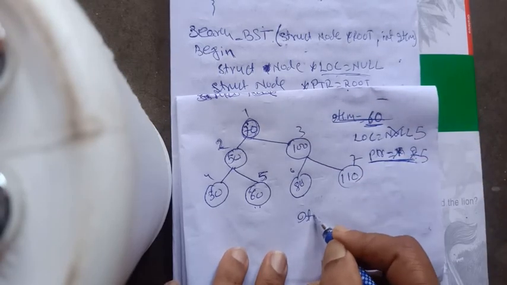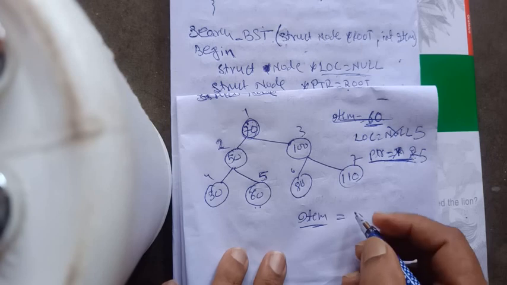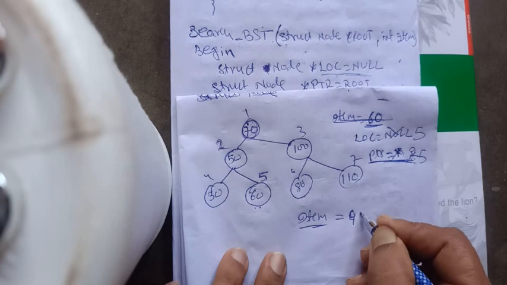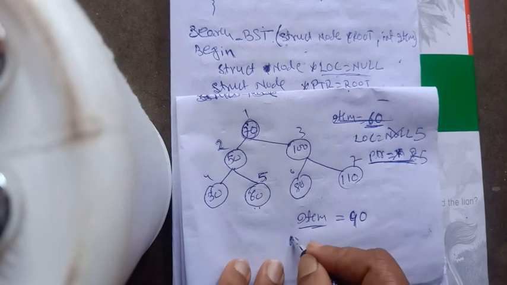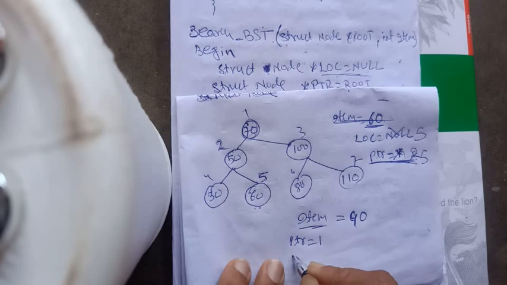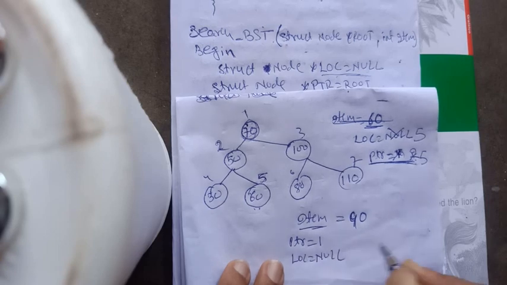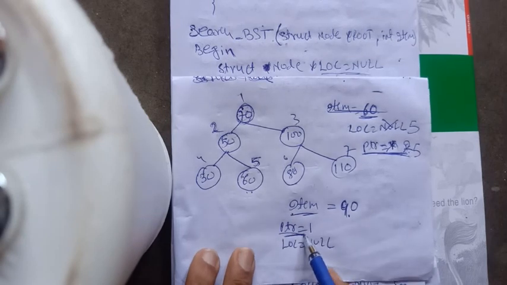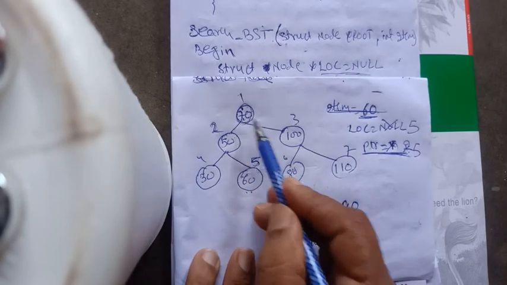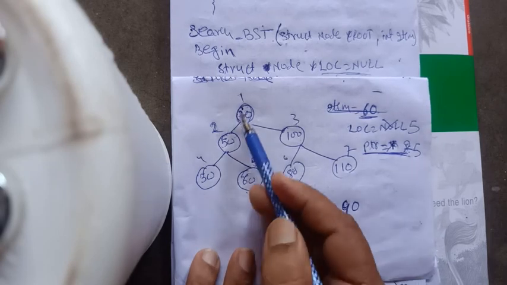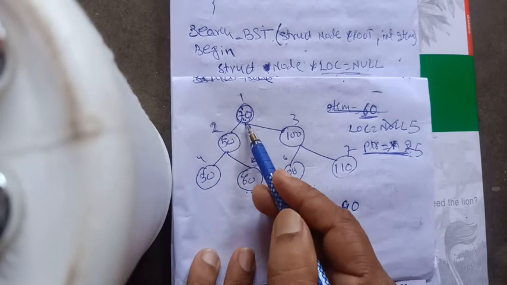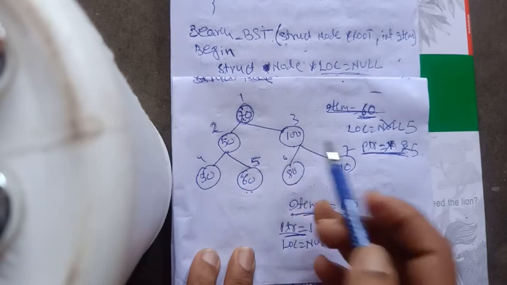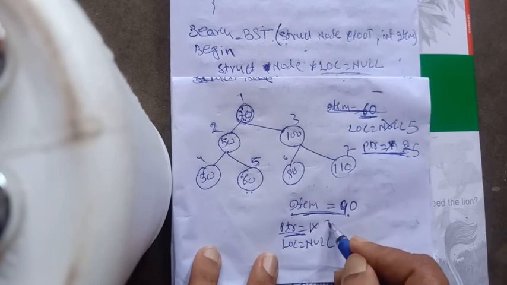Let us assume the item that I want to search is 90. Okay, item is 90. Now initialize PTR equal to 1, LOC equal to null. Now check this. PTR is 1, so the item will be compared with 70. Which case will be satisfied? 90 is not equal to 70, but it is greater. So when it is greater, my PTR will change to its right side. The new value of PTR will be 3.